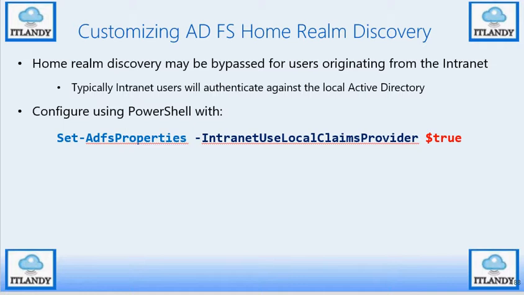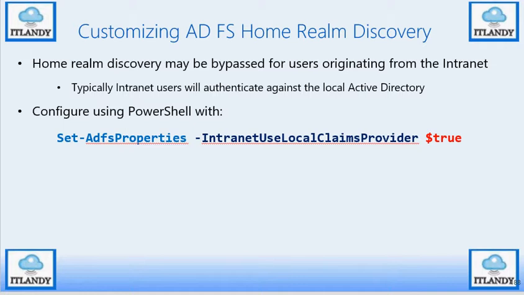I can also customize the home realm to bypass. We can do discovery bypassing for users originating from the intranet. Typically, intranet users will authenticate against the local AD, and this is the PowerShell we can configure. Set-AdfsClaimsProviderTrust with the intranet users local claim provider set to true.